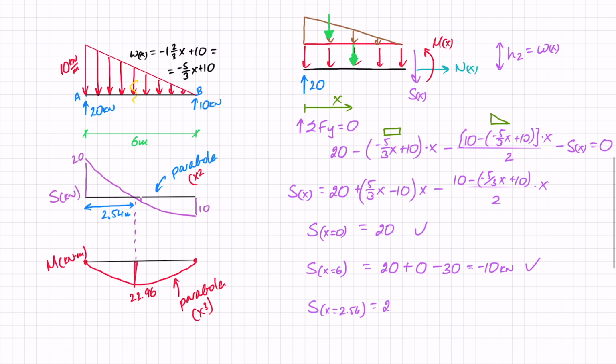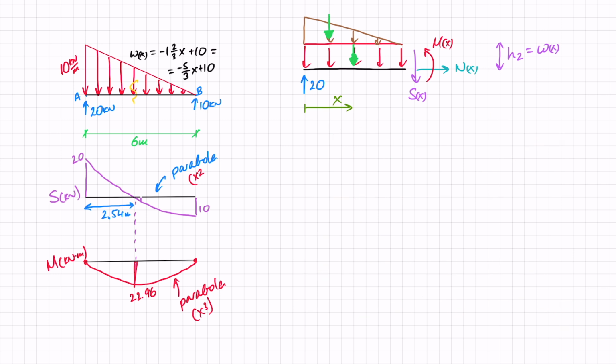So I've got 20, this thing here, which is minus 14.64. And then I've got this last bit here, and that works out as minus 5.376. And so that is 20 minus 20, and so I get 0. So once again, that works out well. Let's now move on to the moments at the cut.